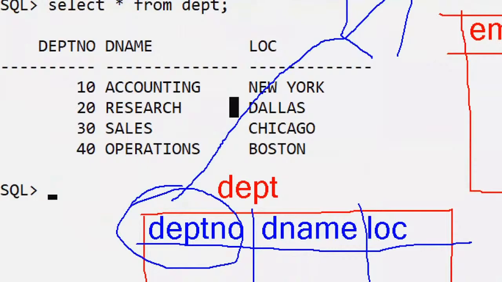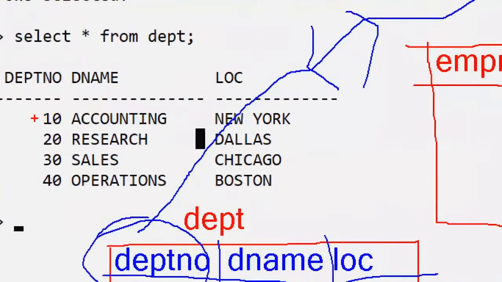In the DEPT table department number, how many times is 10 there? Check it out. 10 is one time, again 10 is two times, again 10 is three times, again 10 is four times, a fifth time? No, not there. Duplicate data is not there. Only one time is 10 there. Only one time is 20 there. One time only 30, one time only 40.